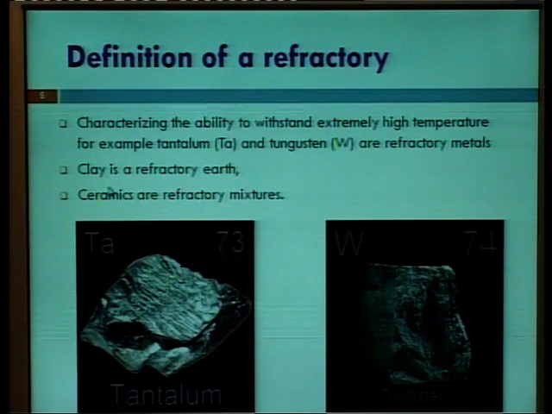Clay is an excellent example of another refractory. Clay is a refractory obtained from the earth, and ceramics are used to mix the refractories. Ceramics are the mixtures of refractories. It is not a simple single refractory; a mixture of refractories will make another material called ceramics. So, we can say ceramics are refractory mixtures.